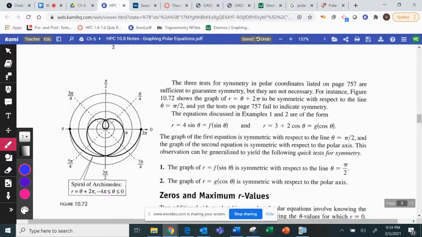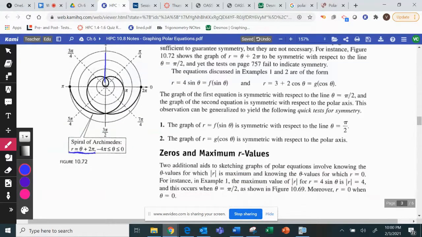Now, sometimes the tests of symmetry are not sufficient to guarantee symmetry. So here's an example. It's called the spiral of Archimedes. The equation is r equals theta plus 2 pi. If you use the tests, they're going to fail. But when you look at the graph, it does have symmetry about pi/2. So you can't 100% guarantee symmetry from those tests. It's just helpful if it does have symmetry to save you some time.